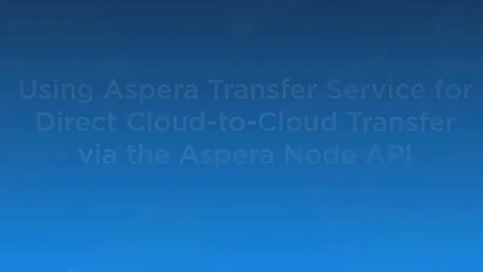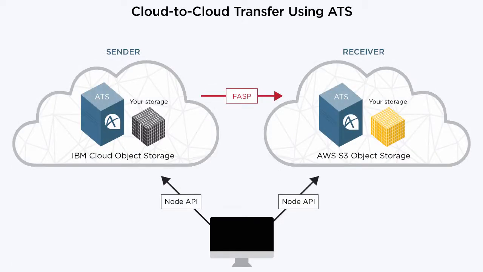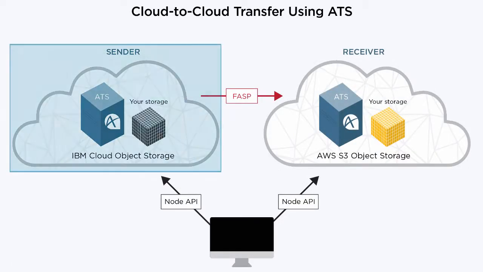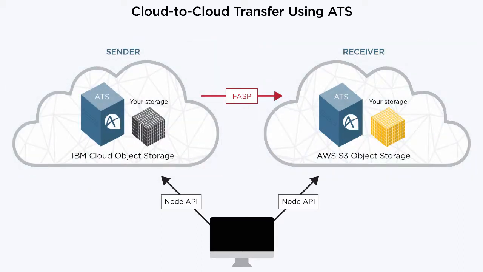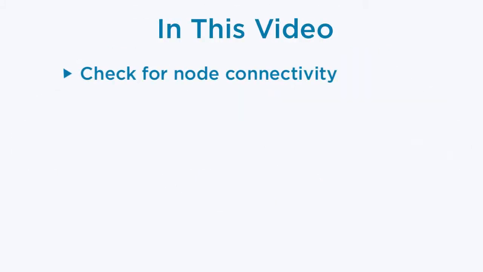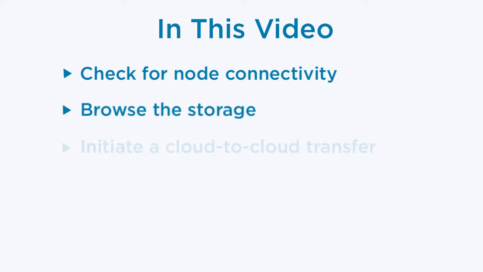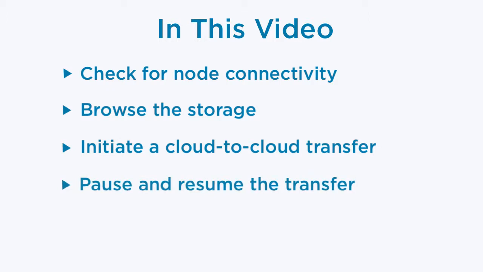application. In this video, we'll use ATS to perform a transfer from IBM Object Storage to AWS S3 storage using API calls. We'll show you how to use the Gen 4 Node API to verify connectivity to the transfer node, browse your storage, initiate a cloud-to-cloud transfer, pause and resume the transfer, and check transfer status. We'll use Postman to exercise the API.